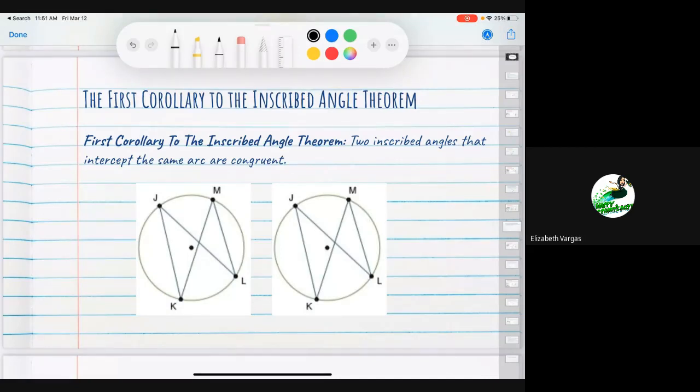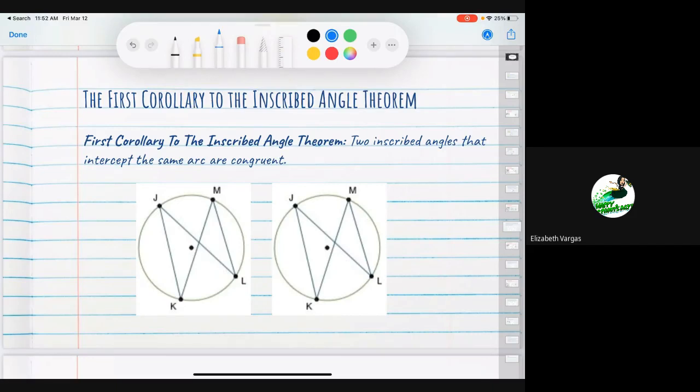Okay, now we're going to look at the first corollary to the inscribed angle theorem. And this basically says, two inscribed angles that intersect the same arc are congruent. Okay, so what does that mean? Well, let's look at this first example.